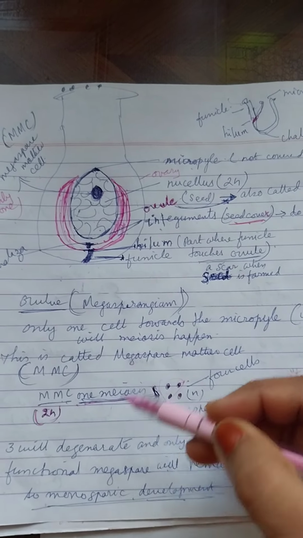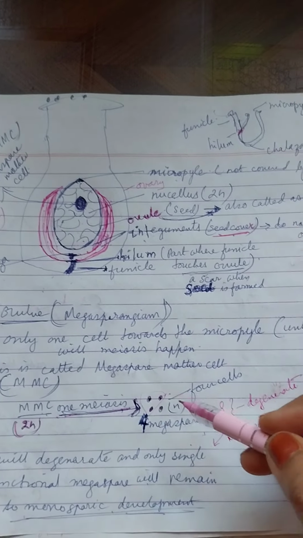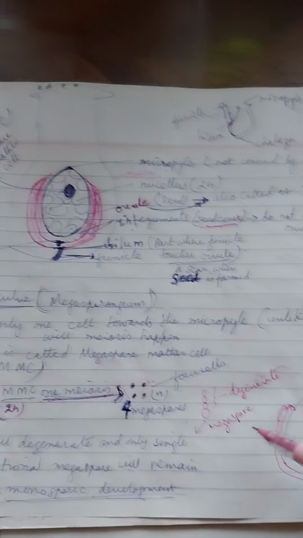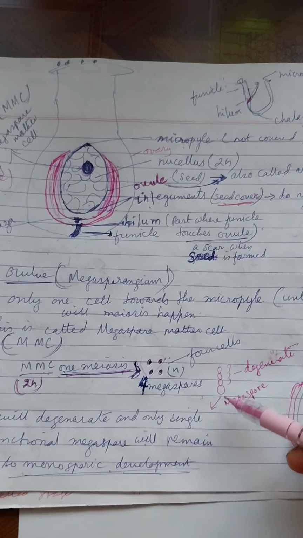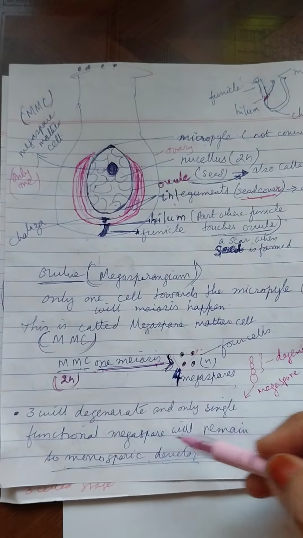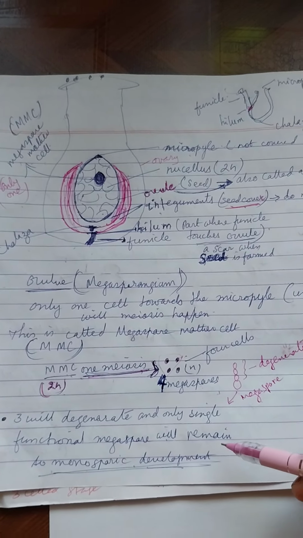And you know, meiosis 1, meiosis 2, there are two phases in one meiosis. So, after that, 4 haploid cells will be formed, which will be known as megaspore. 3 of it will degenerate, only one will remain as functional megaspore, and therefore it is known as monosporic development.